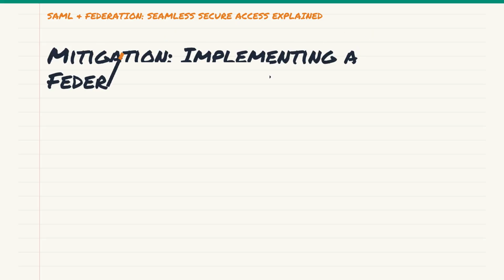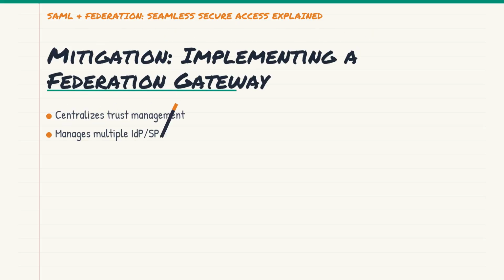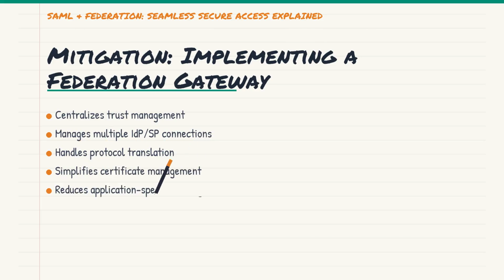For complex environments with many IdPs and SPs, a federation gateway can be a lifesaver. This acts as an intermediary that can translate between different federation protocols or manage multiple SAML configurations centrally. It can handle certificate management, metadata aggregation, and even enforce policies. This abstracts away a lot of the complexity from individual applications and centralizes the trust management. It's like having a dedicated liaison who handles all the diplomatic communication between different entities.